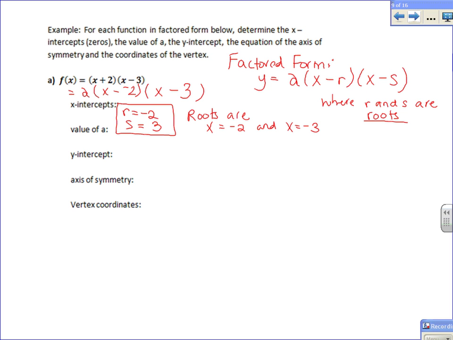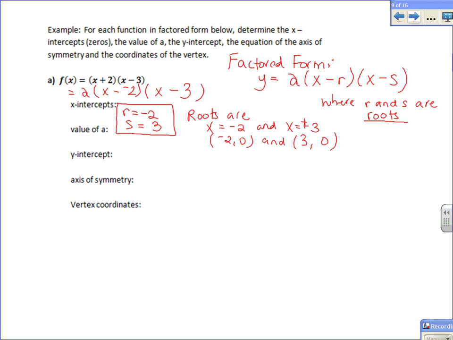The other way I could say this is I could also express these as points. This would be the point negative 2, 0, and the point, sorry, positive 3. I need to just fix that, please, folks. That should be a positive 3. Sorry about that. Okay, the point 3, 0. Good. So from factored form, I can find my x-intercepts, or my roots.